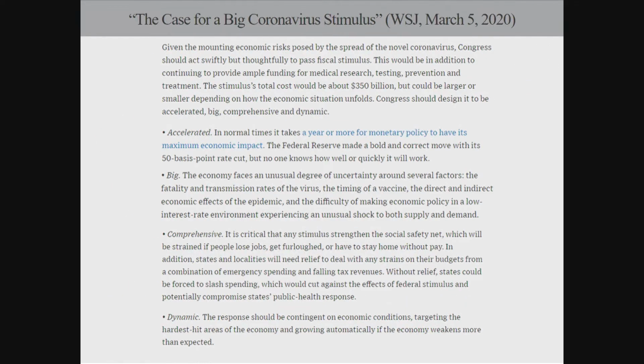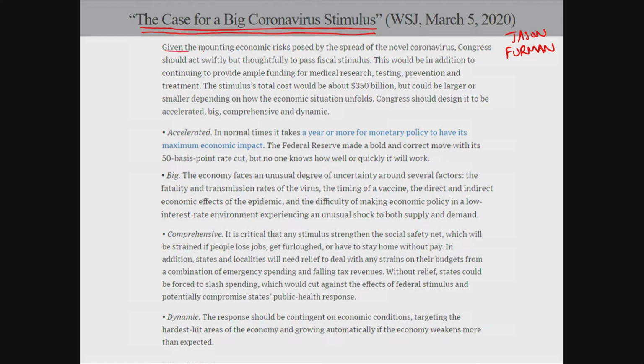And then I asked all of you to review this reading, the case for a big coronavirus stimulus. This was in the Wall Street Journal last week, and it was written by Jason Furman, who a number of you had lunch with when he was on campus a few weeks ago. He is the former chair of President Obama's Council of Economic Advisors. He's currently a professor of the practice at Harvard University. But he makes a case, and this is even before the downturn yesterday, for trying to do something big to offset the economic downturn that we may be heading into.